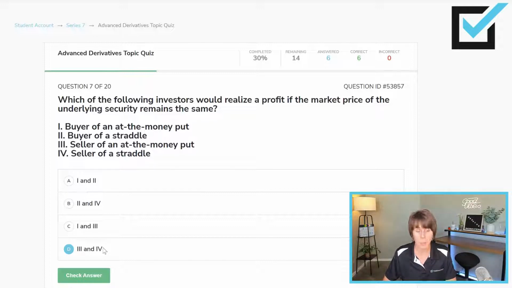The seller of an at-the-money put. When you sell a put, what are you, bullish or bearish? You're bullish, or you're perfectly happy if the price goes sideways. You just don't want it to be exercised. So the seller of an at-the-money put would profit if the market price stayed the same. So would the seller of a straddle. When you sell a straddle, you sell a call and sell a put, collecting 2 premiums. The profit is in the box. You do not want the options to be exercised. You want the price to stay unchanged. So 3 and 4.